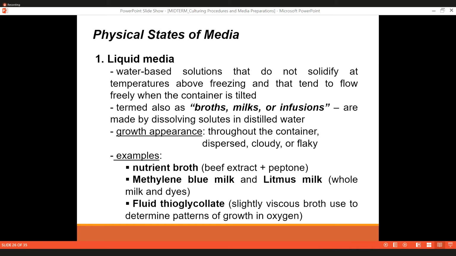Then for the examples, class, for every type of media I will give examples, but don't worry, I will not dig more into the information of each example. I just presented some of the examples here. So examples of liquid media are nutrient broth, methylene blue milk, litmus milk, and fluid thioglycolate.